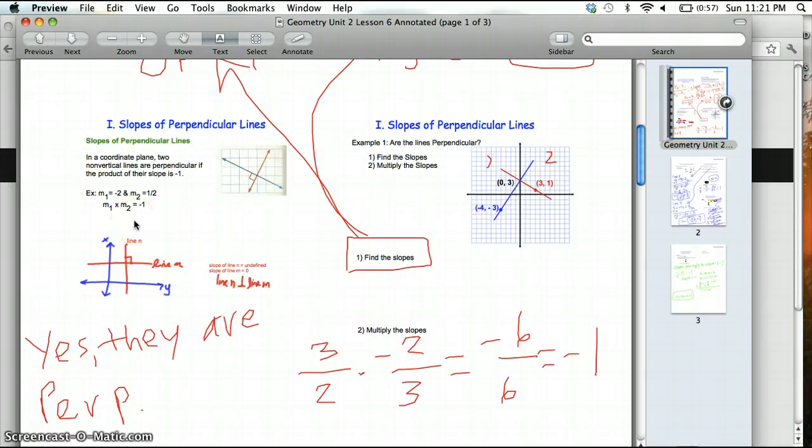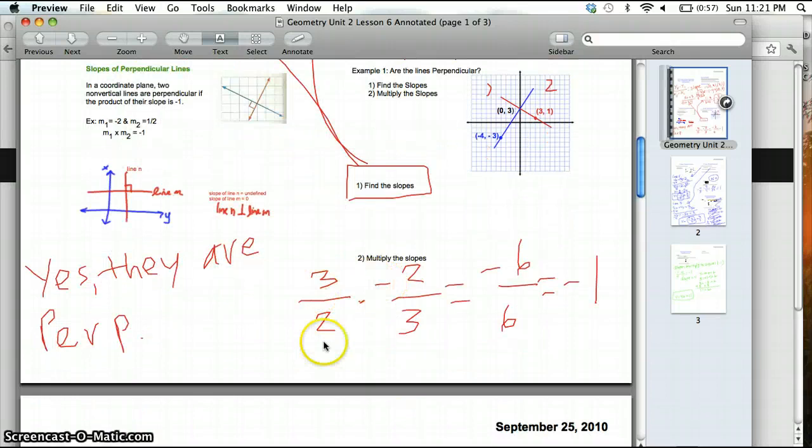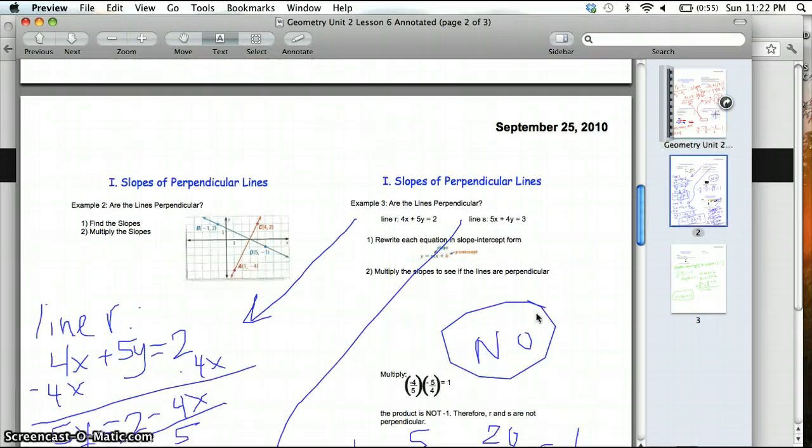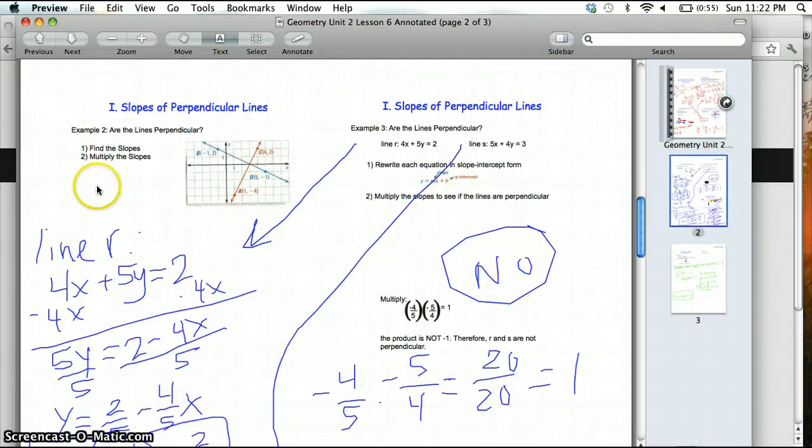Now, let's go back to our definition. Our definition says that two lines are perpendicular if their slopes multiply to equal a -1. So let's multiply them and see what they equal. So 3 halves times -2 over 3. 3 times -2 is -6, and 2 times 3 is a positive 6, which comes out to -1. So we can positively prove that those two lines are perpendicular because their slopes multiply together to equal -1.